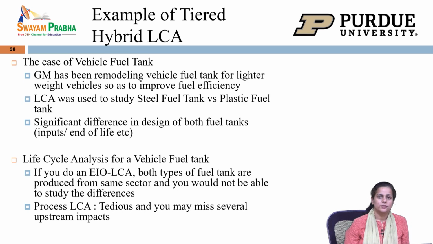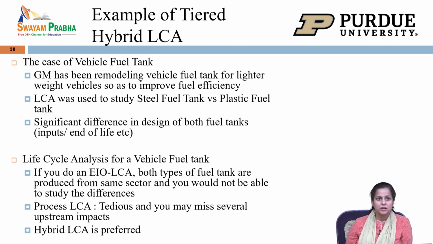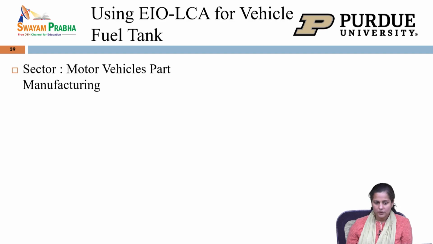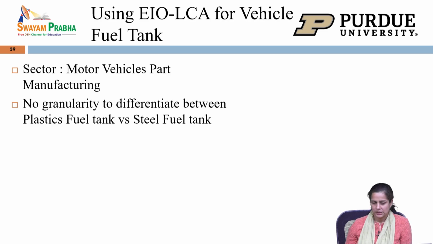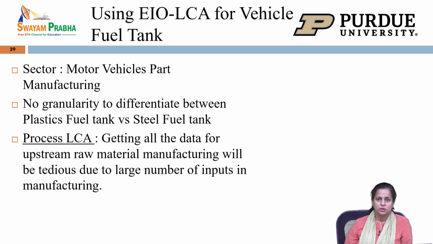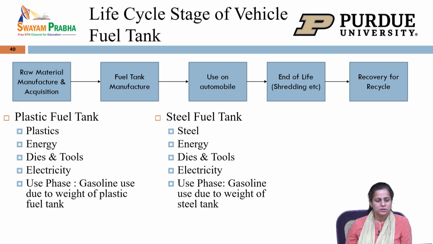And therefore, the authors of this paper from which this study has been taken went and did a hybrid LCA. So let's see how they did that LCA. For the EIO LCA, if you have to use the input output LCA, the sector that goes is the motor vehicle parts manufacturing, which makes the vehicle fuel tank. There is no granularity to differentiate, and for the process LCA, getting all the data for upstream raw material manufacturing will be tedious due to the large number of inputs in manufacturing. Hence, the authors decided to do a hybrid LCA.